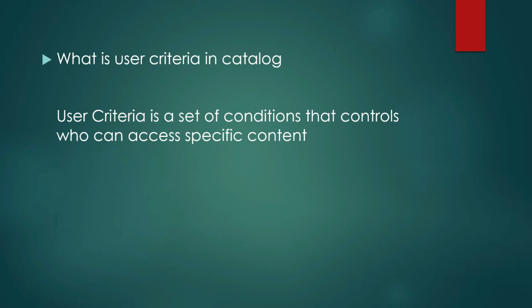What is user criteria in a catalog? User criteria is nothing but a set of conditions that control who can access specific content, or who can access the created catalog item. Suppose we have created a catalog item and we want to decide the audience for it, who can access this catalog item or who cannot. For this, there is a special related list called user criteria.